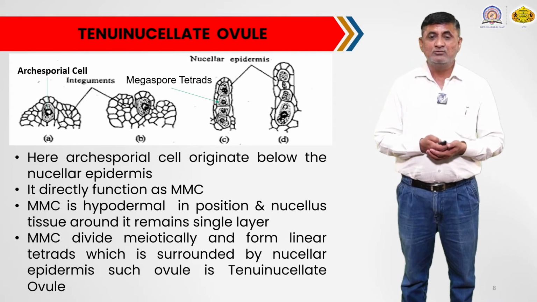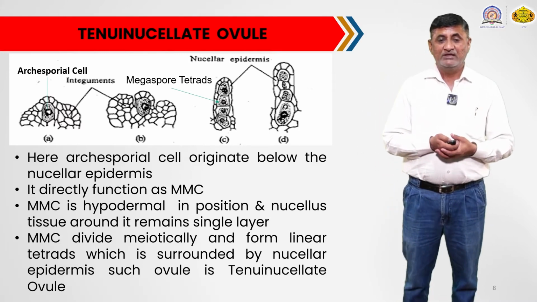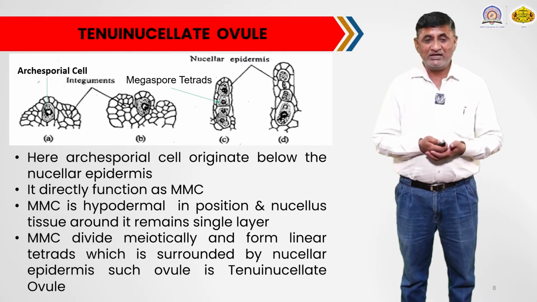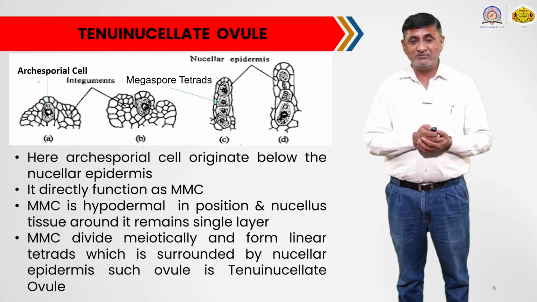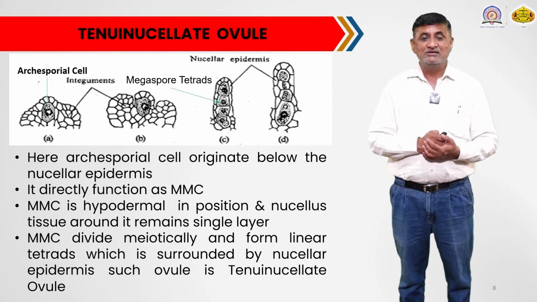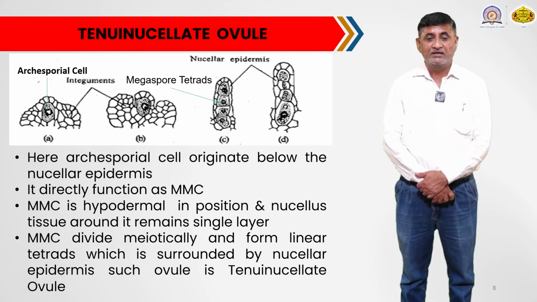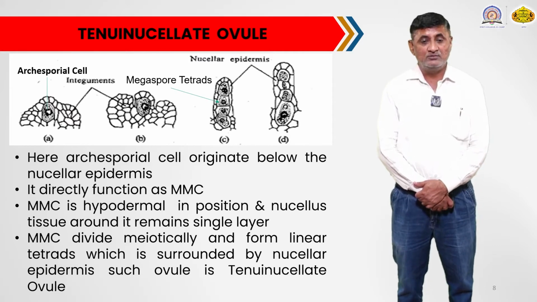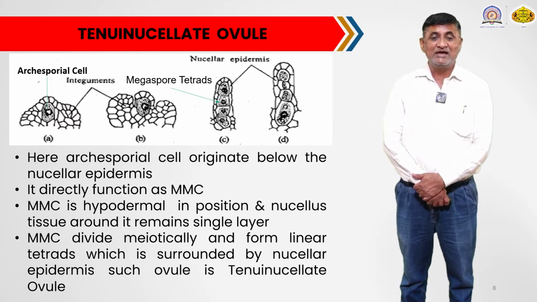Here you can see the first kind of ovule, the TENUINUCELLATE ovule. You can see the figure here. In the figure, the archesporial cell originates below the nucellar epidermis. The outer layer is the nucellar epidermis, and just below it the archesporial cell originates.